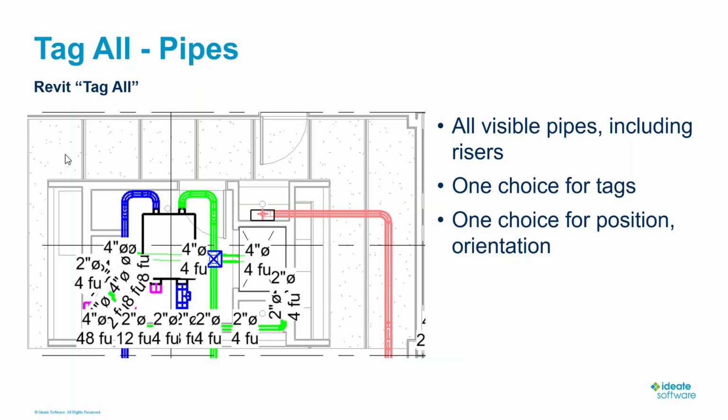So let's look at another rule here. I didn't want to leave the MEP folks out too much. This is a great one about pipes. Revit Tag All with pipes is just a complete mess, as you can see. You're getting everything, including risers. Same thing with just a single choice.